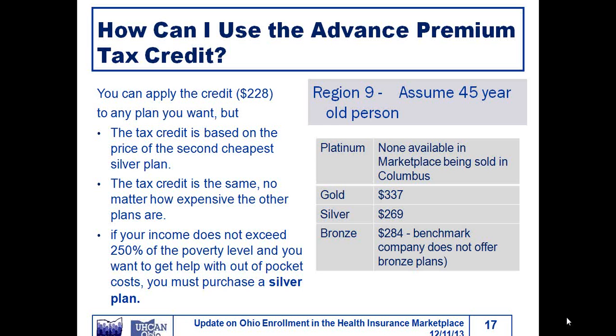Now, what you have here, in this chart, is an example of the prices that are available for a 45-year-old person in Region 9, where you could find a gold plan for $337, a silver plan for $269, and the bronze plan, and, you know, take my tax credit of $228, you can see how much I'll be paying with each of these plans. Next.